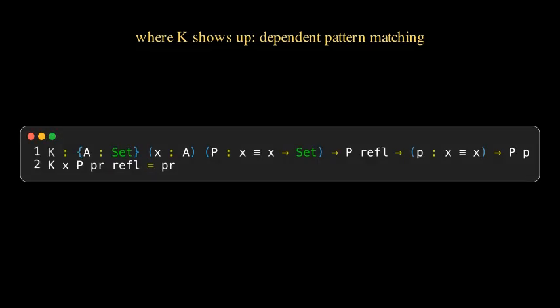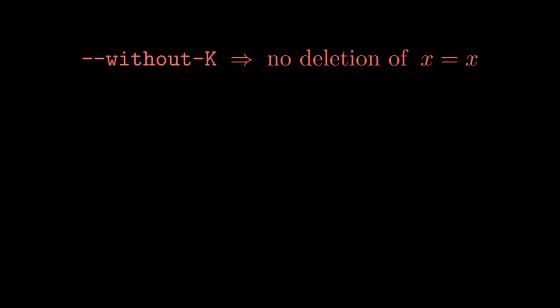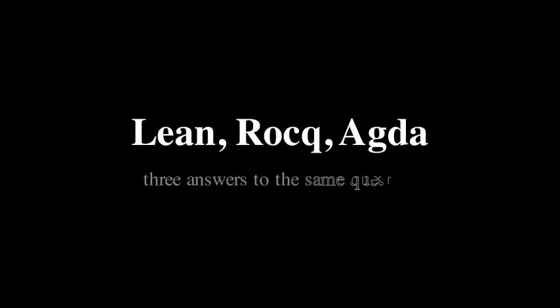Where does K actually show up? Dependent pattern matching. The tempting Agda definition is one clause. Pattern match the proof p as refl. But that case split silently says every self-equality proof is refl. That is exactly the extra deletion step named by K. This is exactly what Agda's without-K option rejects. With K off, equality eliminations must be phrased through J, where the two endpoints are allowed to vary. You cannot collapse a loop proof at a, a equals a, just by matching it as refl.